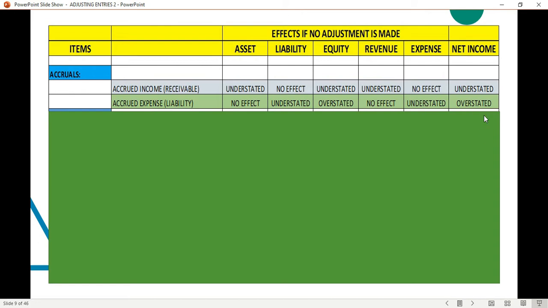So what will happen to your net income? The revenue is correct. Expenses will be understated. The effect would be overstated net income. And then you will be closing your net income to your equity. So if net income is overstated, your equity also will be overstated. Okay, so those are accruals.